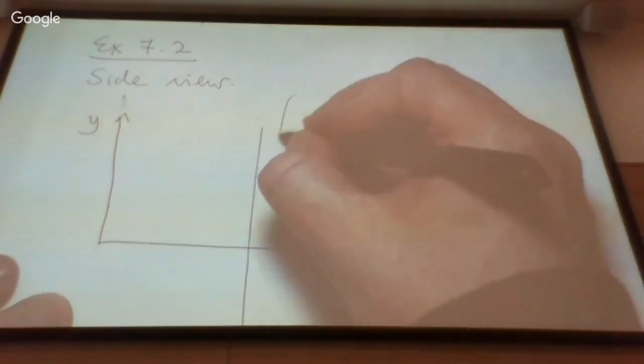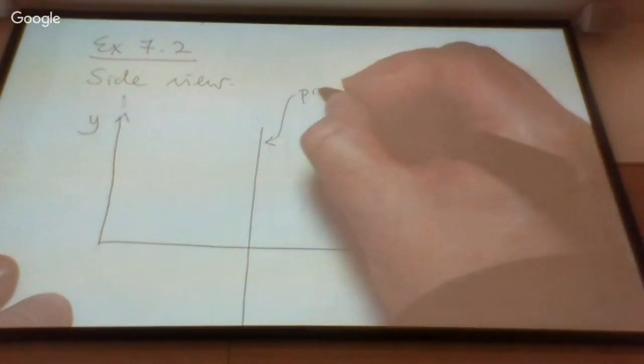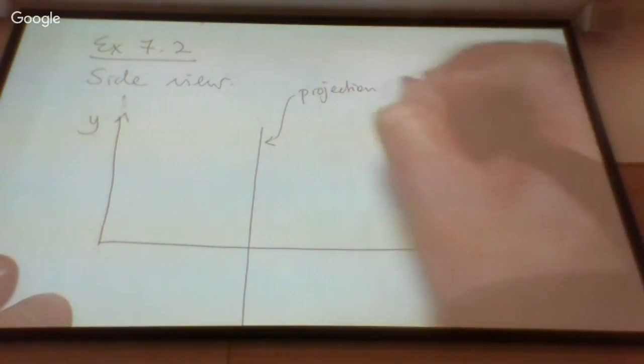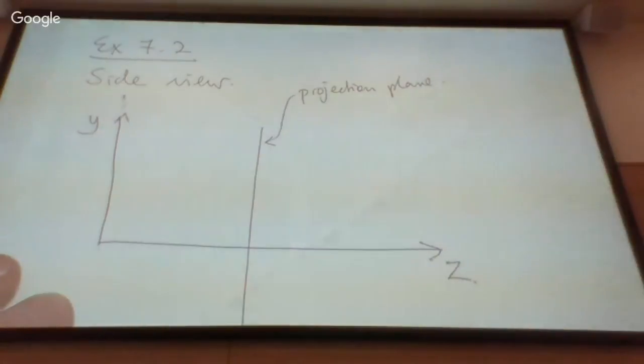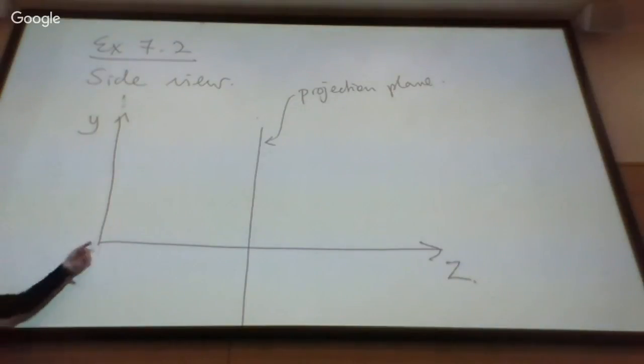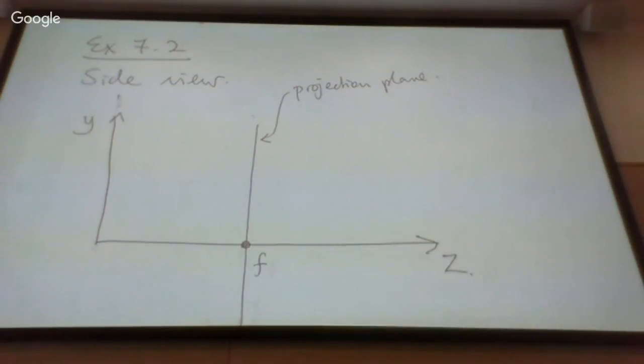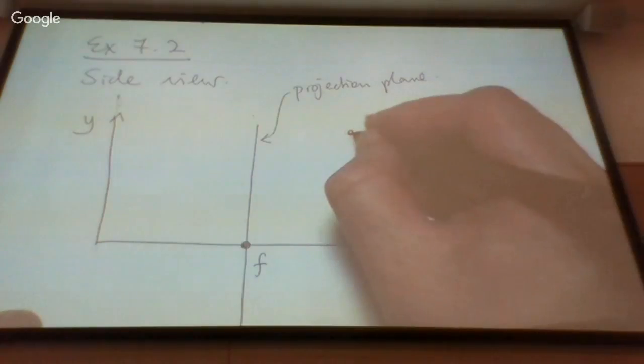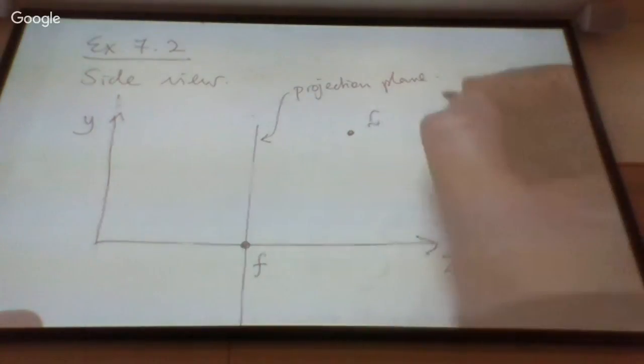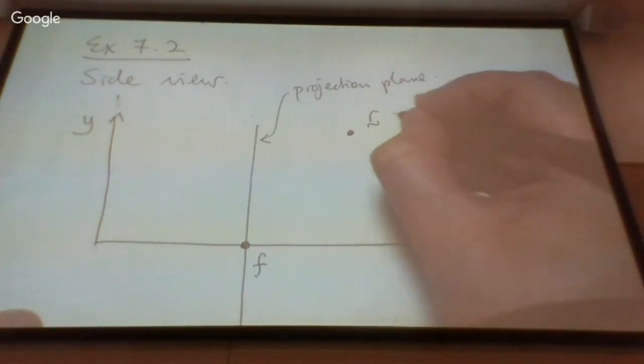So this thing here is the projection plane. It's a plane parallel to the x and y axes, certainly parallel to the y-axis, and the x-axis is coming up straight towards you. And this is located at a distance f along the z-axis, so that this quantity is f. So here's my point R out in the world somewhere, and it has coordinates x, y, z.